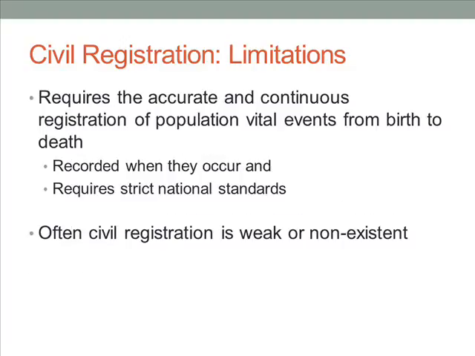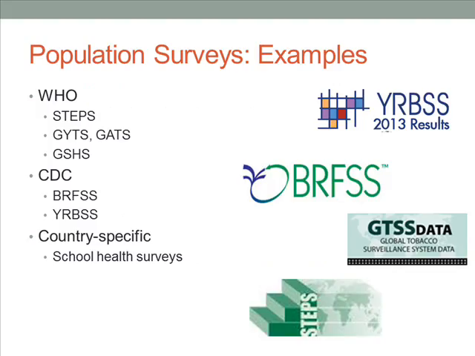Slide 13. Civil registration has limitations. It requires the accurate and continuous registration of population vital events from birth to death. Civil registration must be recorded when population events occur. It requires strict national standards. Slide 14. Population surveys are another population-based source of information.